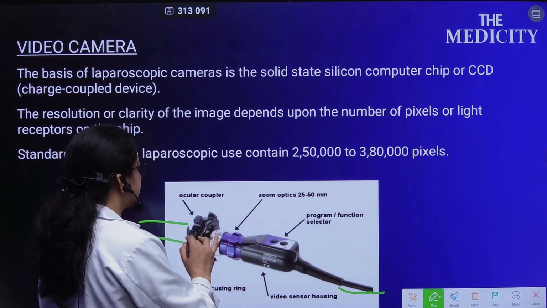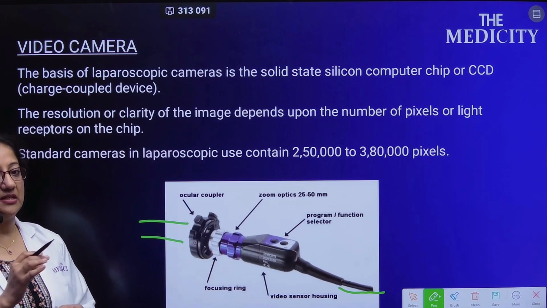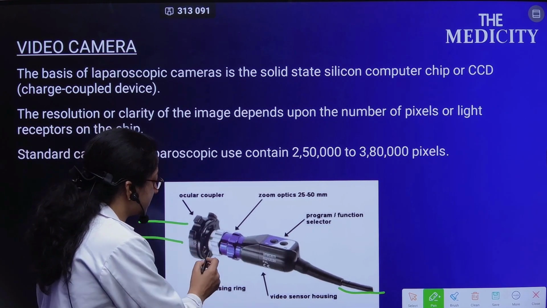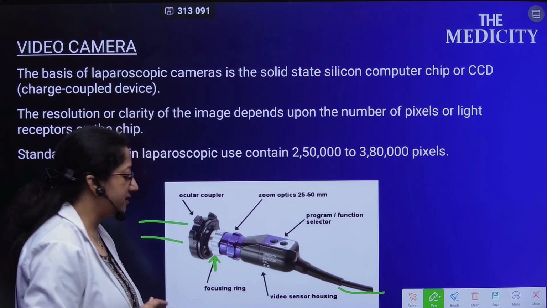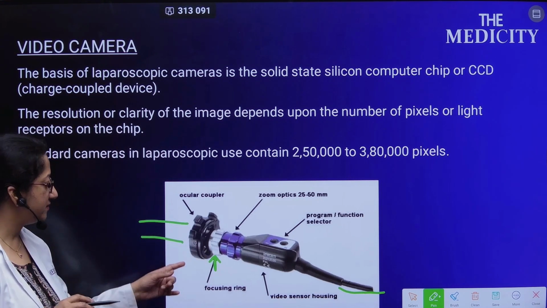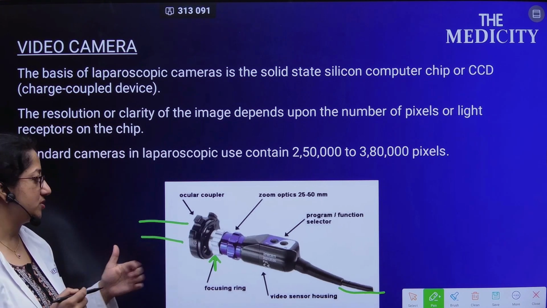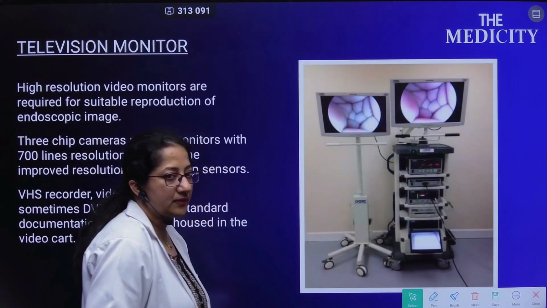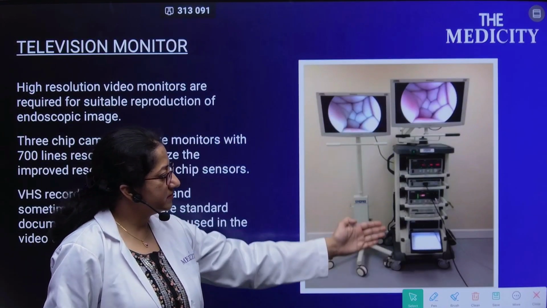So once we fix it, we do a white balancing, then we focus it using these. So this is the focusing area which we have to move, and then we are able to get a clearer picture, and then we see inside.